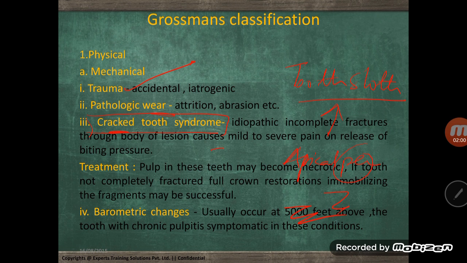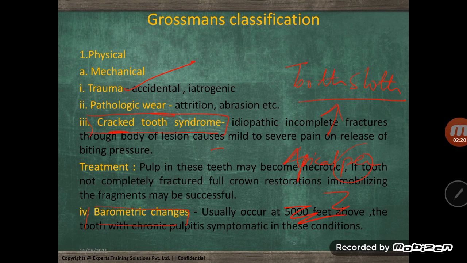If the tooth is not completely fractured, a full crown restoration is recommended. If the tooth is fractured involving the pulp, then you need to go for root canal treatment followed by the post-endodontic restoration. So the next category is barometric changes, which are associated with the pressure changes.